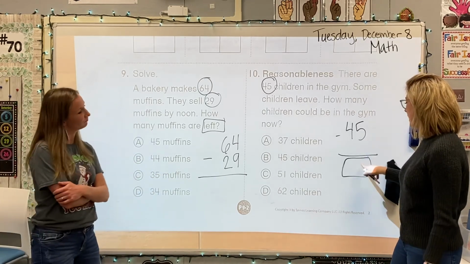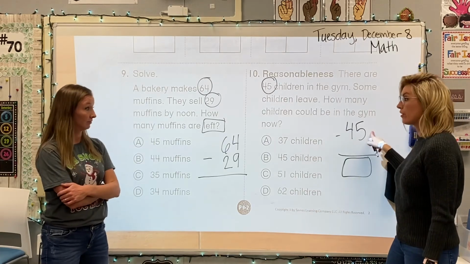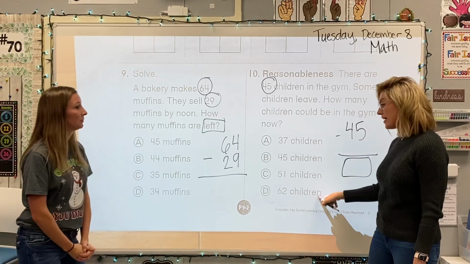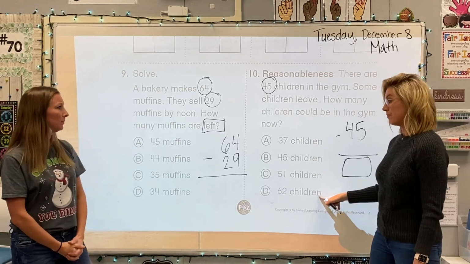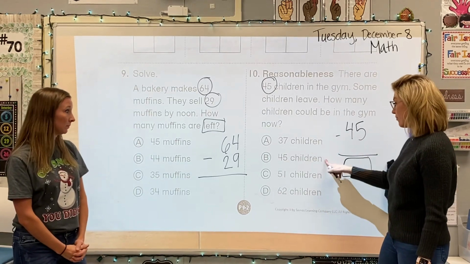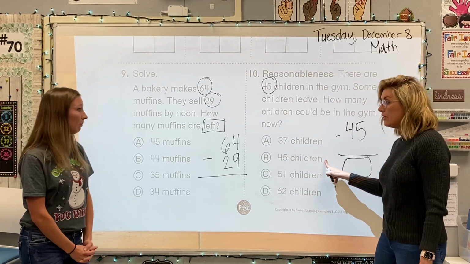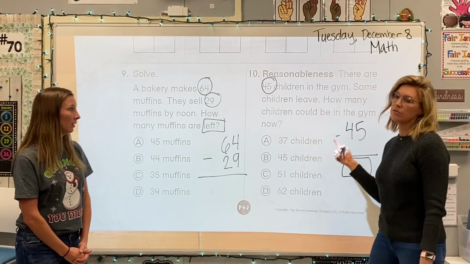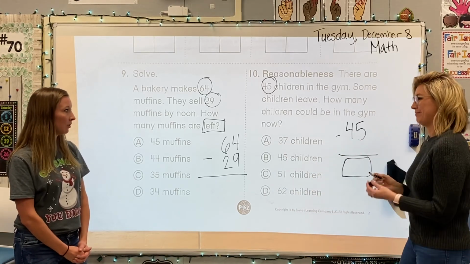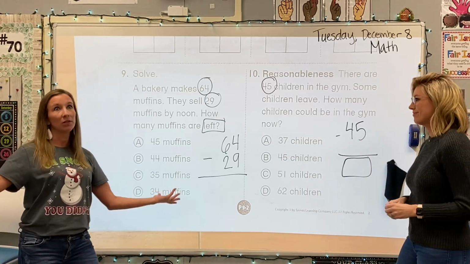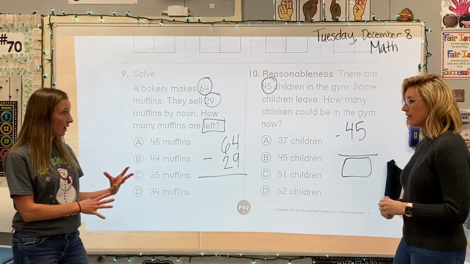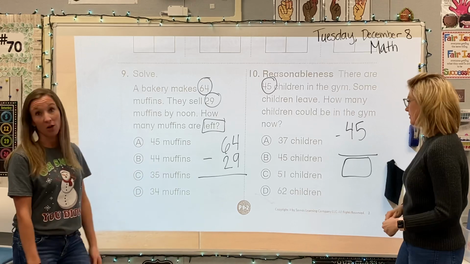Which means my answer should be smaller than 45. It needs to be a little baby. So there's no way it could be 62. No. There's no way it could be 45 if somebody left. No. So it has to be, and I'm not just going to give it away. No way. It has to be something smaller than 45. It would have to be like 36 or 37 or something like that. Between 36 and 38. Yeah, like right in that range, because it's the only number that's smaller than 45.